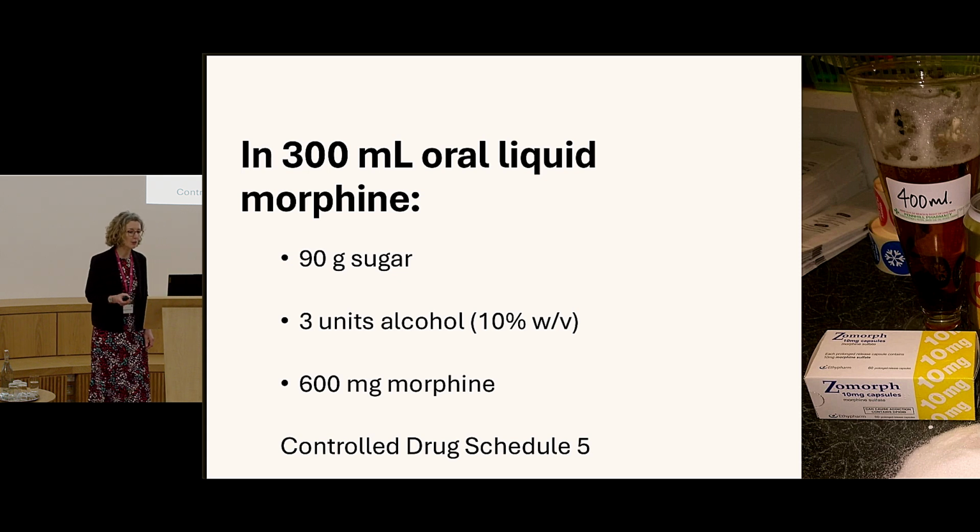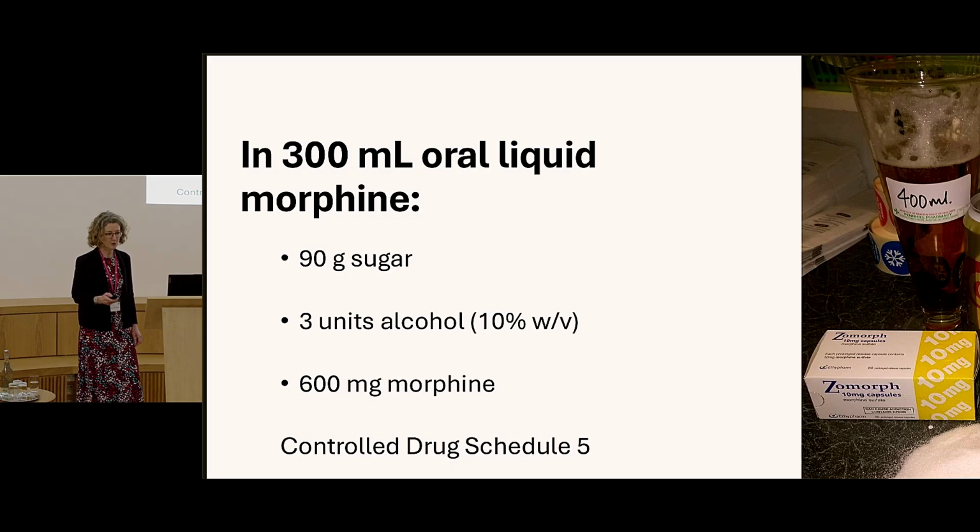And so my colleague and I at the time went back to the office and worked out what actually was in liquid morphine. So in 300 mils of liquid morphine, it's 10 milligrams in 5 mils of morphine. There's 90 grams of sugar, 3 units of alcohol, and 600 milligrams of morphine. But this is a controlled drug Schedule 5.